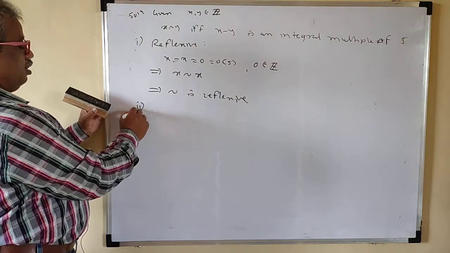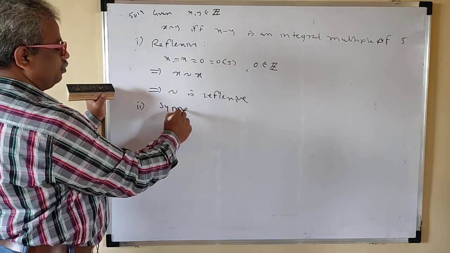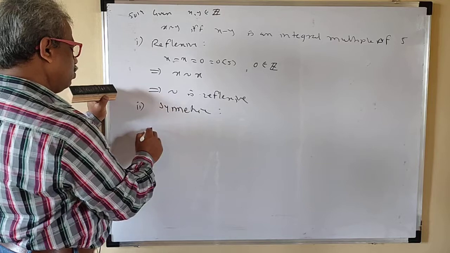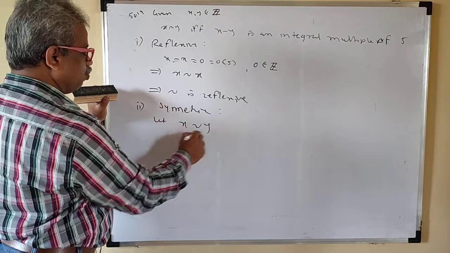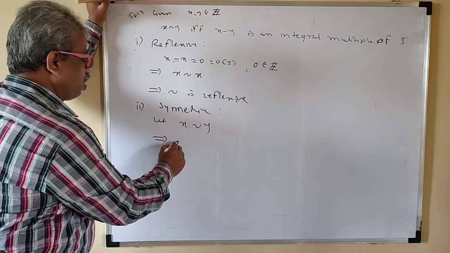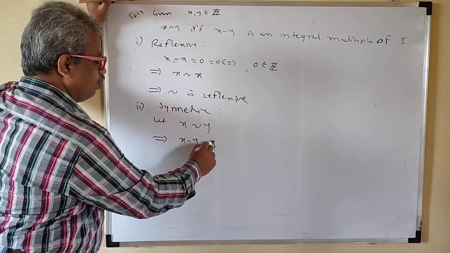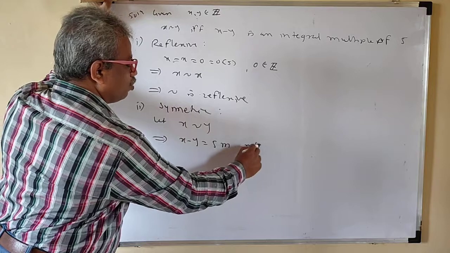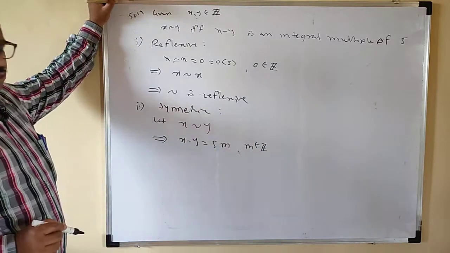Second, symmetry. Let x be related to y. What do I have to prove? Y is related to x. We have to prove that. So x related to y means what? X minus y is equal to 5 times m, where m belongs to Z. I can directly write this.